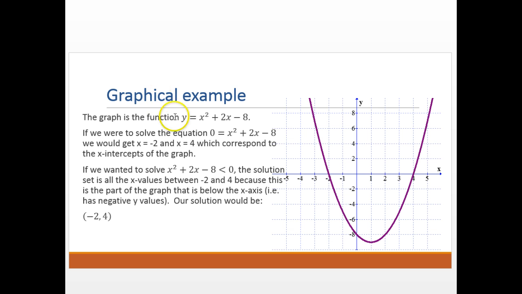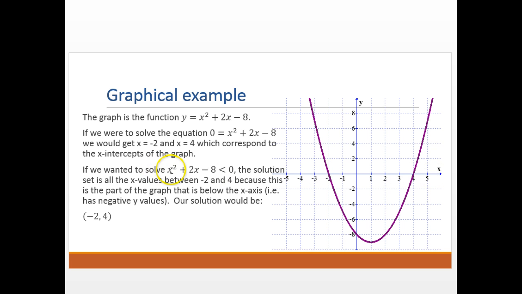Let's look at this concept graphically. This graph is the function y equals x squared plus 2x minus 8. If we were to solve 0 equals x squared plus 2x minus 8, we get two solutions. We get x is negative 2 and x is 4, which correspond to the two x-intercepts on this graph.